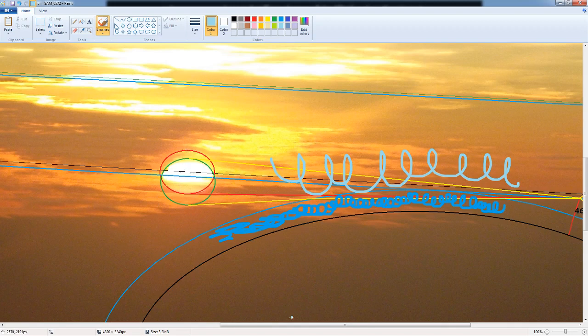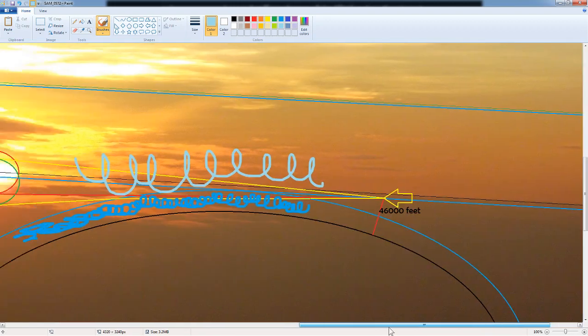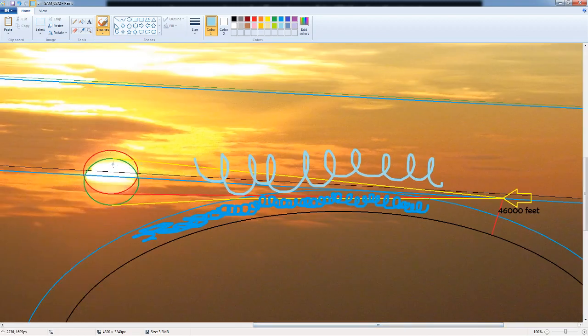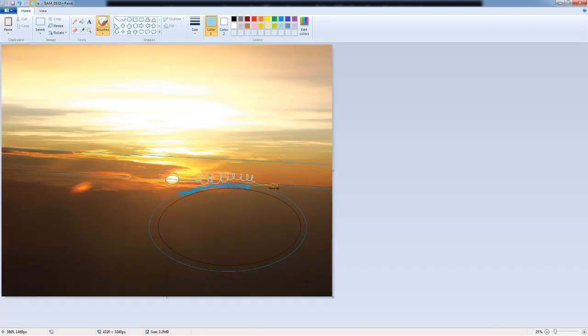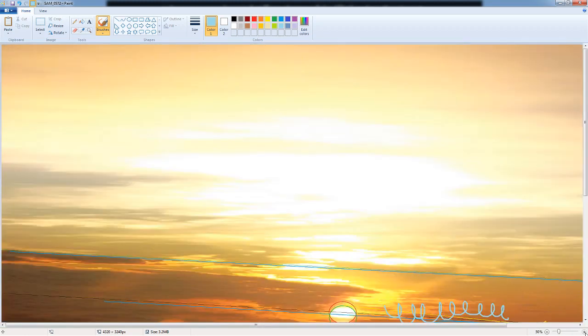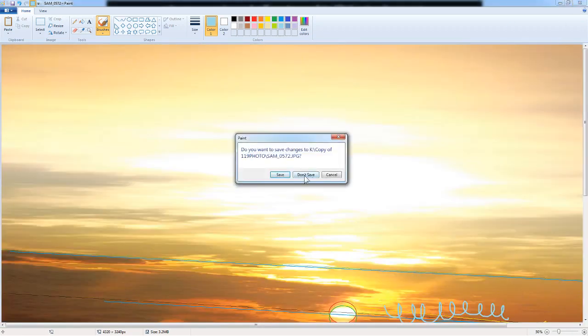But this is all I can go off of. In order to get a more accurate photograph of the position of the sun, I'd have to fly much higher. Actually, in this case, I am flying higher than this. And no, I'm not going to save this.